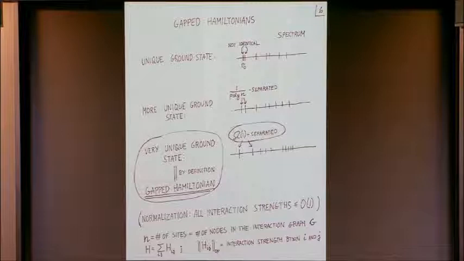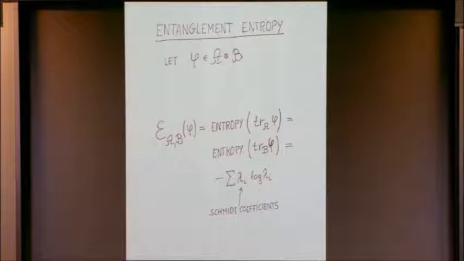Okay, so that was gapped Hamiltonians and the definitions. In order to be able to state theorems, I need another concept, which is entanglement entropy. This has been talked about before. Entanglement entropy is a number which measures the entanglement between two subsystems of a system. Namely, if the Hilbert space is a tensor product of two other Hilbert spaces, and the state lives in the tensor product Hilbert space, then it measures how much the part of phi which lies in A has to do with the part of phi which lies in B.